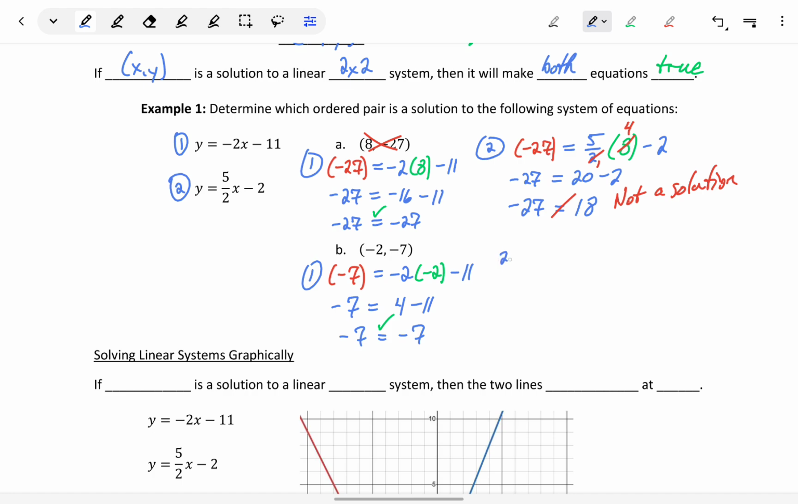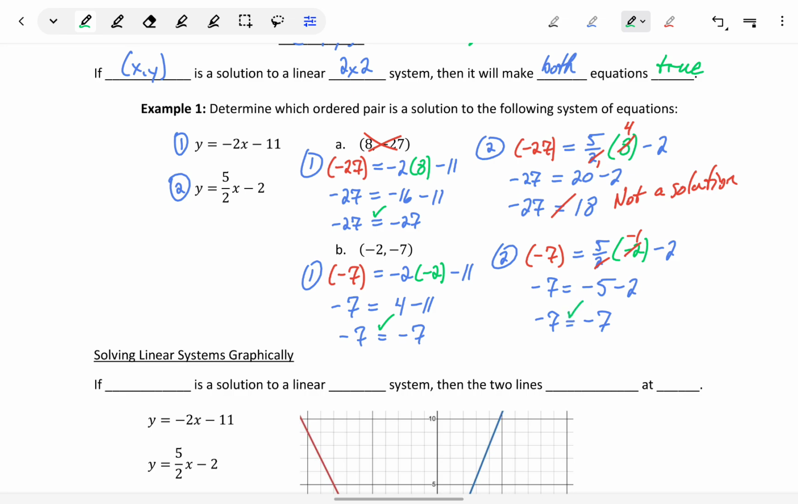Now we need to check the second equation and see if we still end up with a true statement. We'll plug y equals negative 7 into the second equation, giving us negative 7 is equal to 5 halves times, in place of x, negative 2, minus 2. To evaluate this, when we multiply 5 halves times negative 2, the 2's will cancel, leaving us with a negative 5. So we'll have negative 7 is equal to negative 5 minus 2, or negative 7 is equal to negative 7.